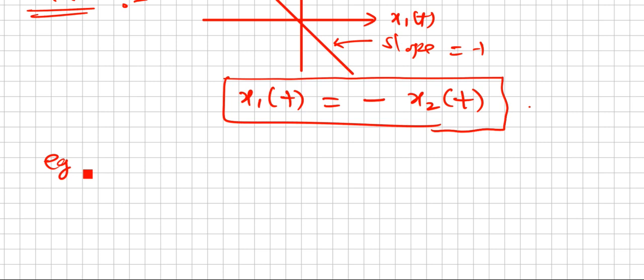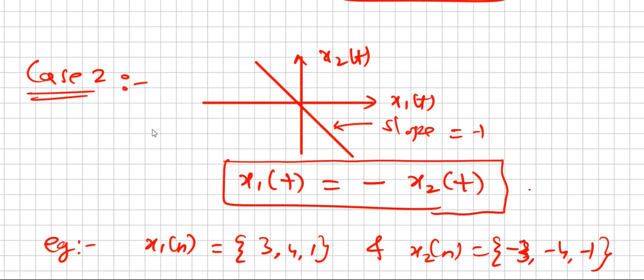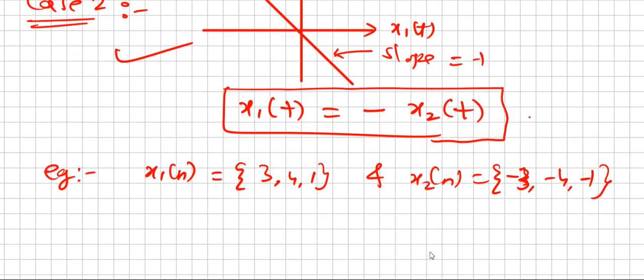Example like x1[n] equal to 3, 4, 1 and x2[n] equal to -3, -4, -1. If I plot the correlogram, I will get this type of correlogram. This example I have given for the discrete signal. You can have the continuous signal also.